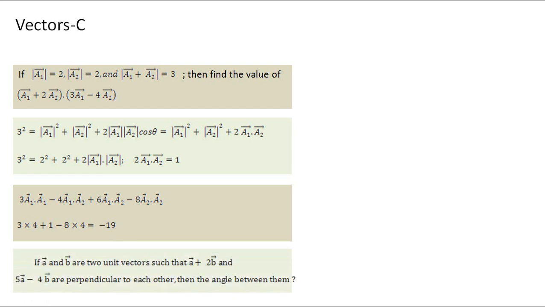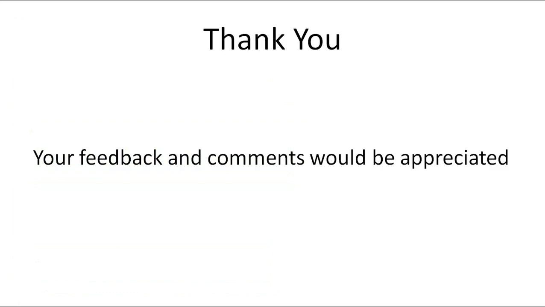Similarly, before we finish this part, I'll leave you a small question on dot product. This also can be solved in a similar way. This is the question. Here a bar and b bar are two unit vectors such that a bar plus 2b bar and 5a bar minus 4b bar are perpendicular to each other. Now, what is the angle between the two vectors? Two unit vectors. With a similar approach, if you solve it, the answer comes to 60 degrees, which you can try and solve on your own.